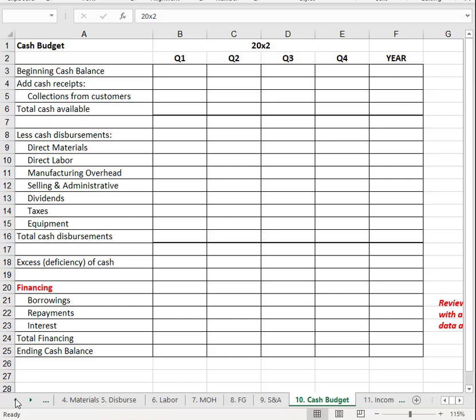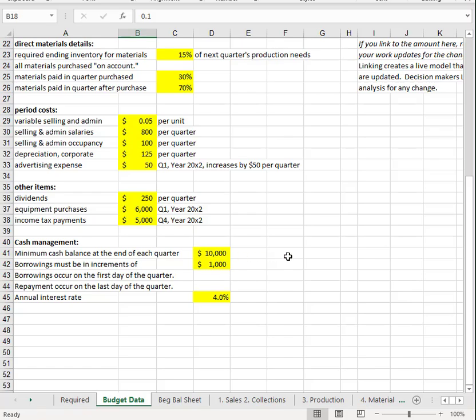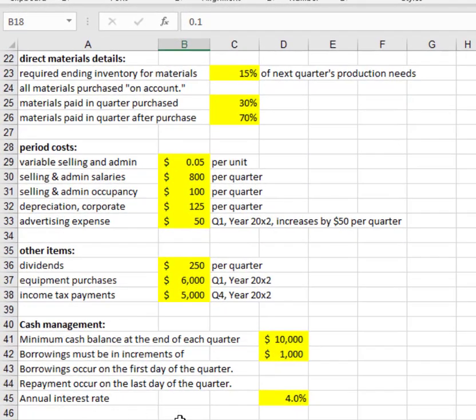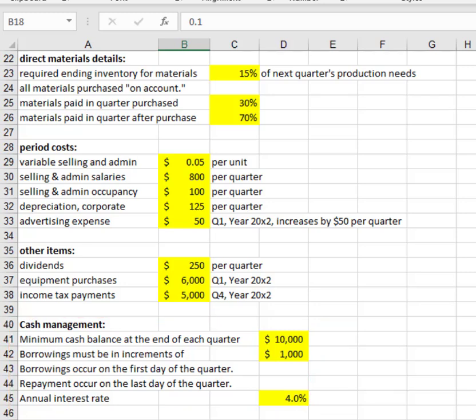So let's just review for a minute the data that was given to us regarding the rules about cash. This is under the cash management section. The bank requires a minimum of $10,000. So even if we have, let's say, $4,000 or $8,000 left at the end of a quarter, that's not enough. We would have to borrow to get up to the $10,000. That's just a rule given. It's not a computation, but we have to honor it.